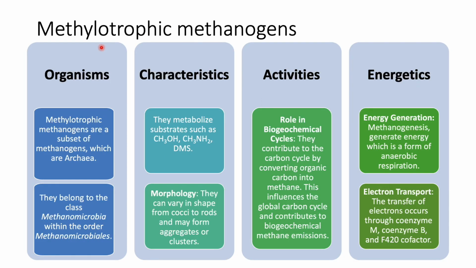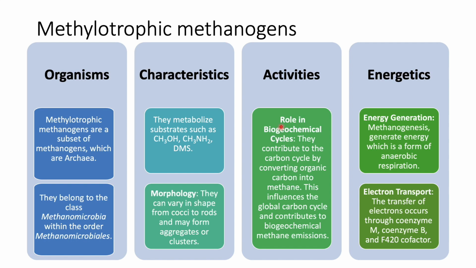The next one is methylotrophic methanogens. The organisms involved are methylotrophic methanogens, which are a subset of methanogens, which are archaea. They belong to the classes as given here, Methanomicrobia, within the order Methanomicrobiales. What are the characteristics of this process? Basically, they metabolize substrates such as methanol, methylamine and DMS. In morphology, these organisms can vary in shape from cocci to rods and may form aggregates or clusters.